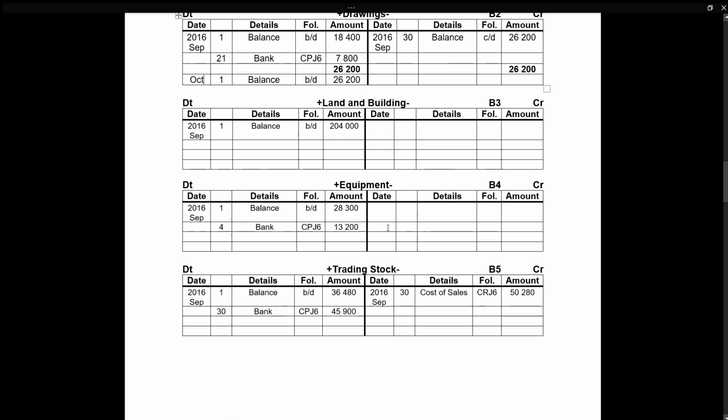Right, land and buildings, very easy as well. My larger side is 204,000 rand. How much do I need on my smaller side to get to that amount? The exact same amount, 204,000 rand. That was a calculation, therefore carried down. Details balance on the last day of September 2016.